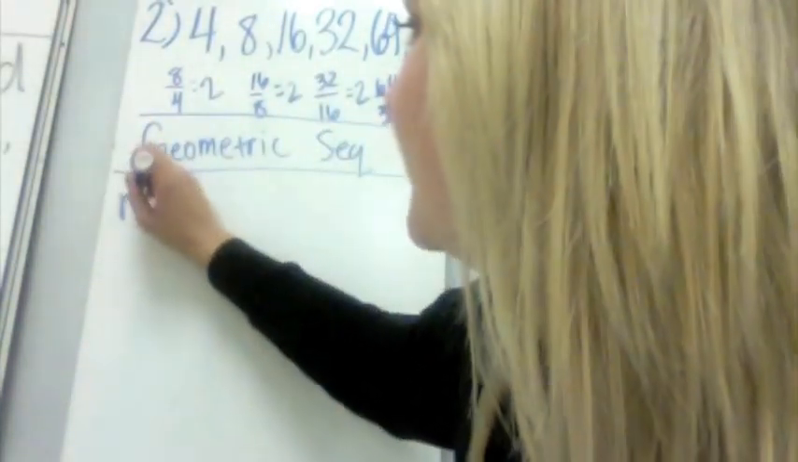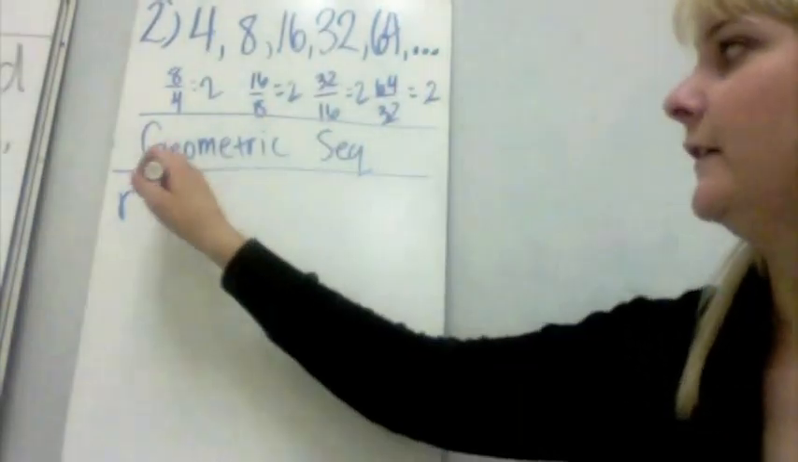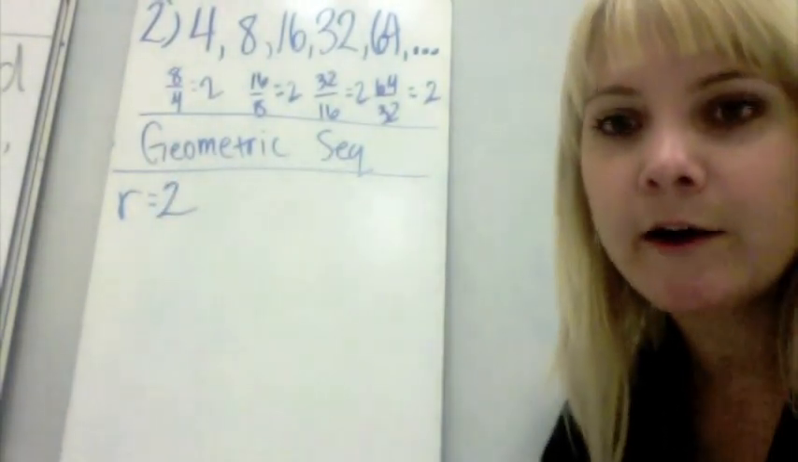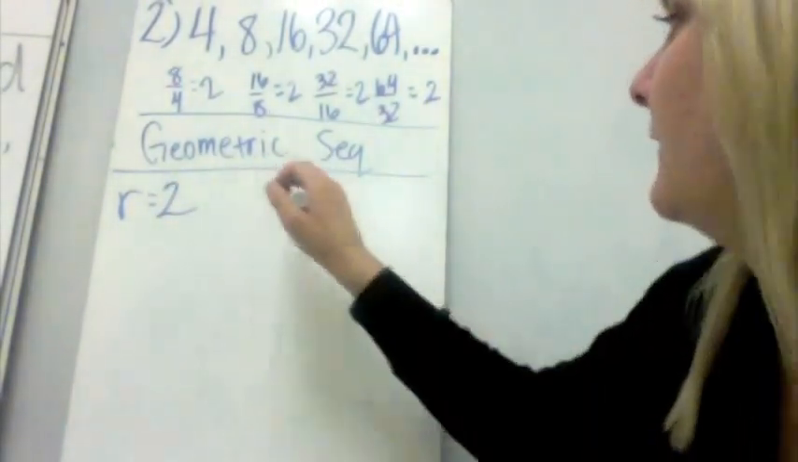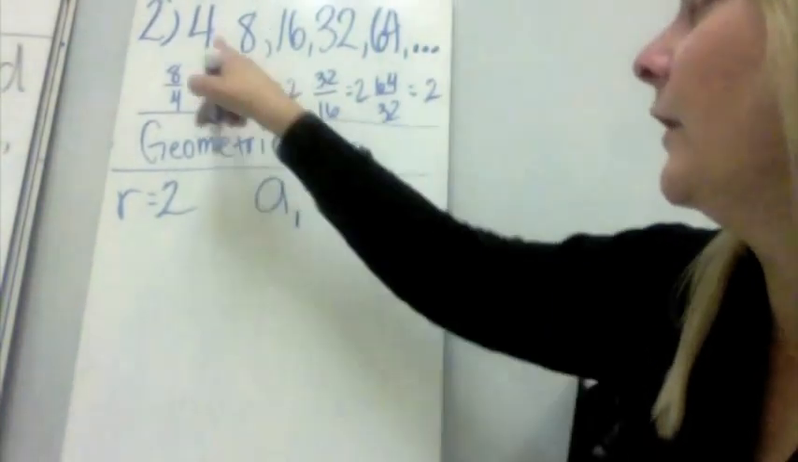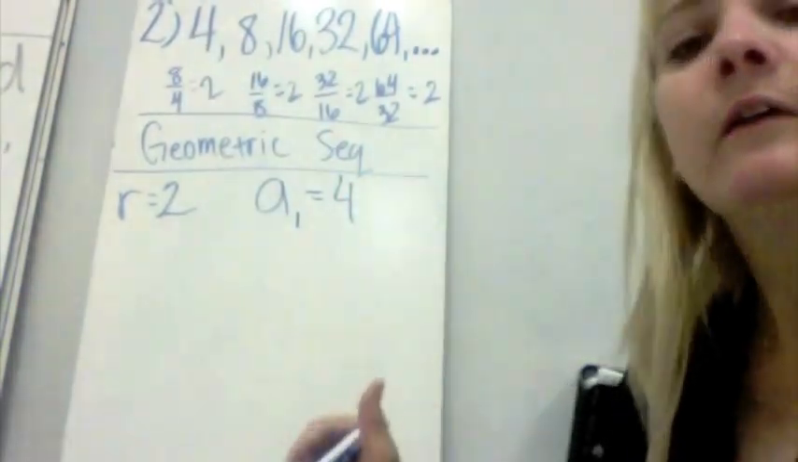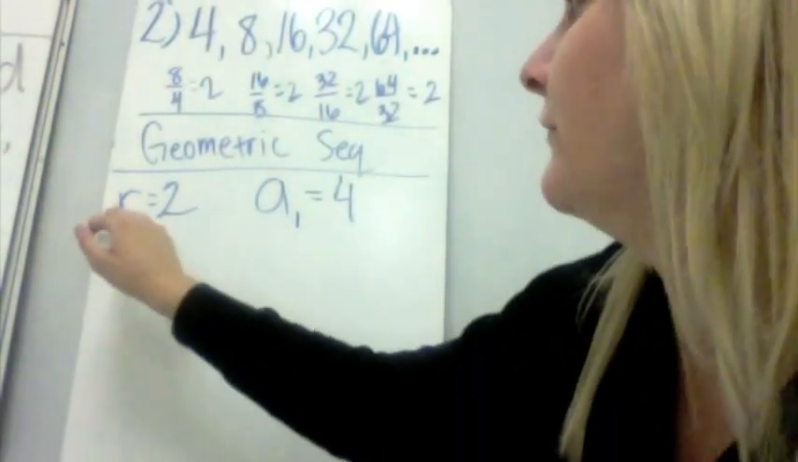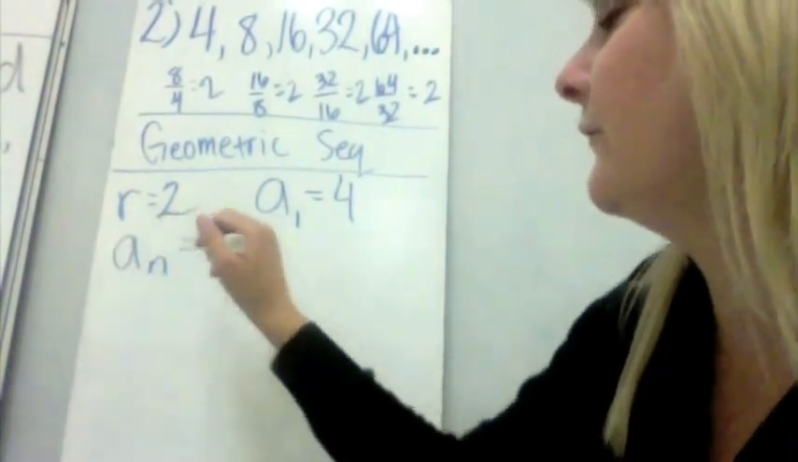All right, now our ratio for all of these is 2. So that's going to be our r value. Now once again, for the geometric sequence, we also need our first term. And our first term is 4. So we have everything we need to move on to plugging it into the formula for the rule.